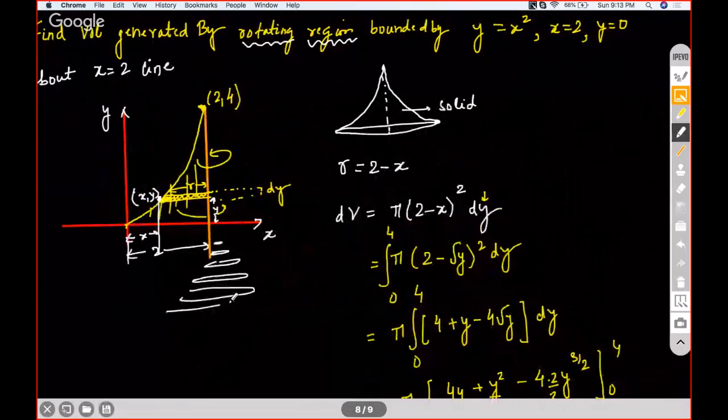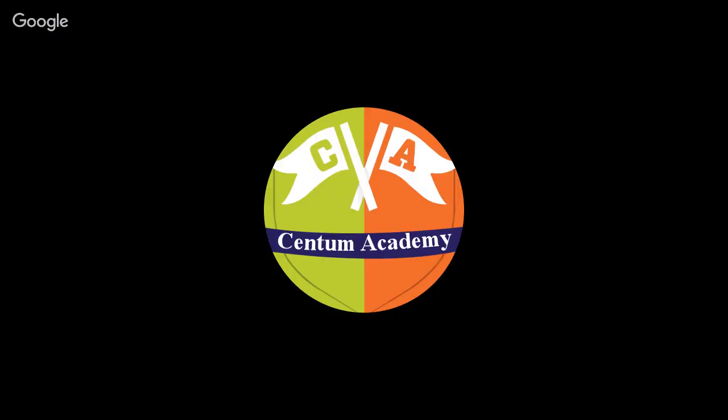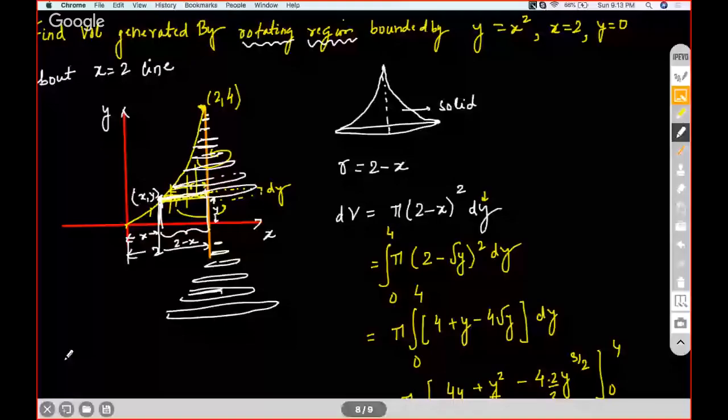There's a disk like this created, and another, and another, and it goes all the way till the top. This will be your radius, from here to here. So at a distance x, with thickness dx, the radius will be 2 minus x here. Yes, sir, got it. Visualize it, you'll get all your answers. Okay, let's take another one.